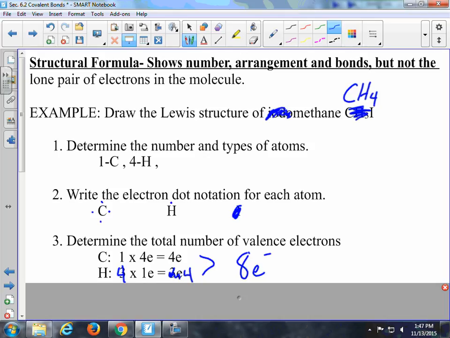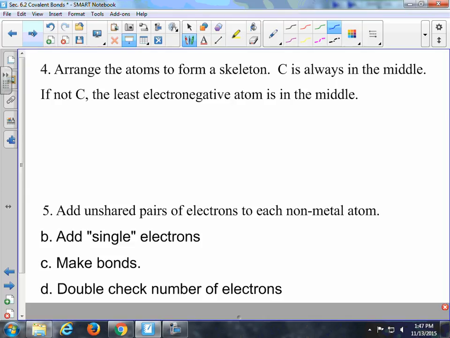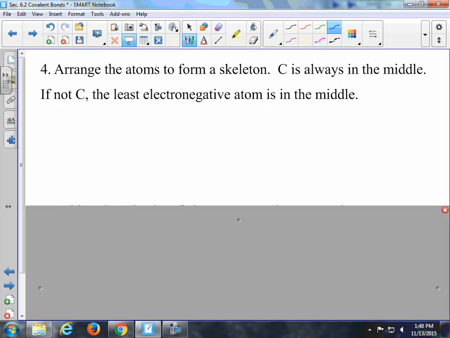So we identified the atoms, we drew the dot notation. Now, let's play matchmaker and let's put all these atoms on a date and let's make some bonds. Step 4. Arrange the atoms to form a skeleton. Carbon is always in the middle. If not carbon, then the least electronegative atom. Well, in our example, what do we have? We have carbon, so I'm going to put carbon in the middle.